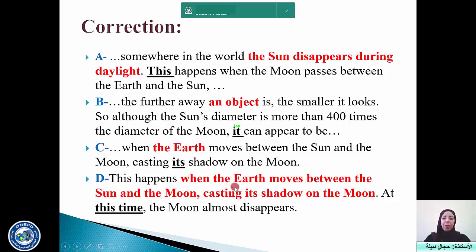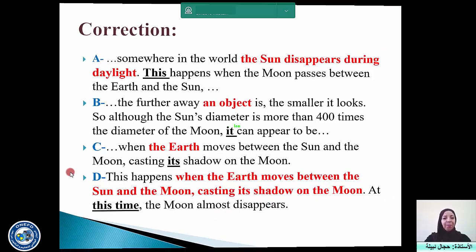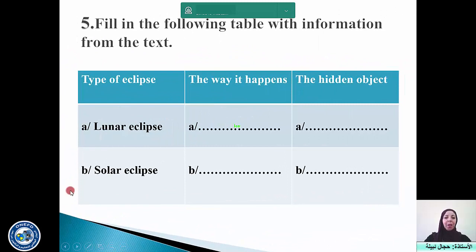This happens when the earth moves between the sun and the moon, casting its shadow on the moon. At this time, so what time are we talking about? It is all the sentence: when the earth moves between the sun and the moon, casting its shadow on the moon. That's it. Okay.